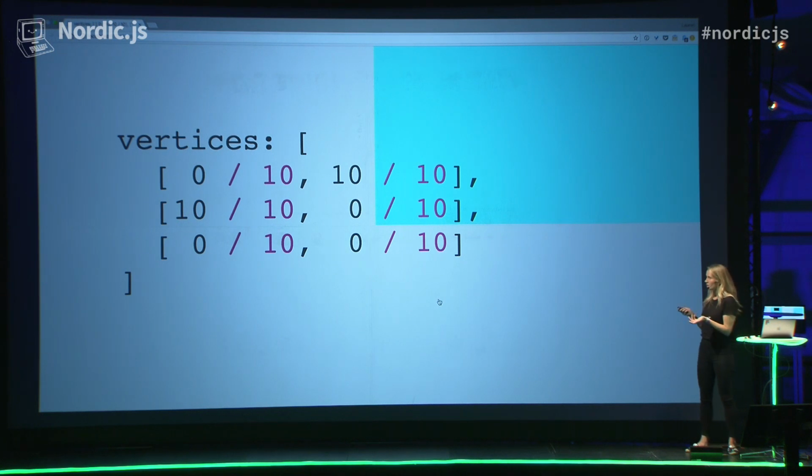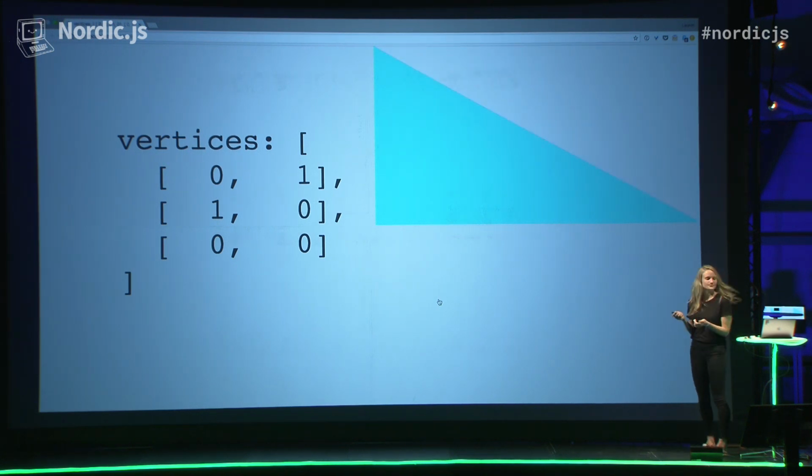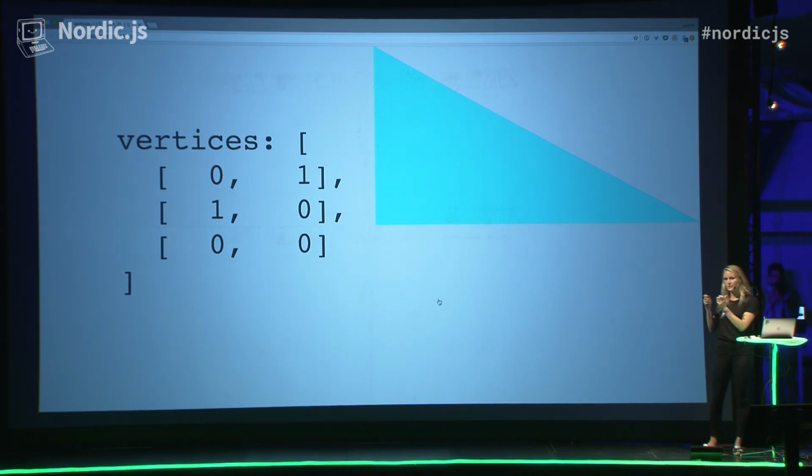So maybe we could divide all of our coordinates by 10, and then we would kind of scale the whole triangle down by 10. So now we have these coordinates. That's what it looks like, which is great. But maybe that's not what we really wanted. Maybe we wanted to fill our whole screen. How would we do that?